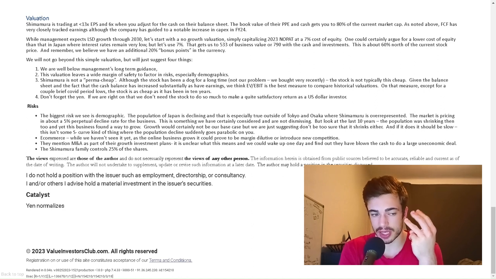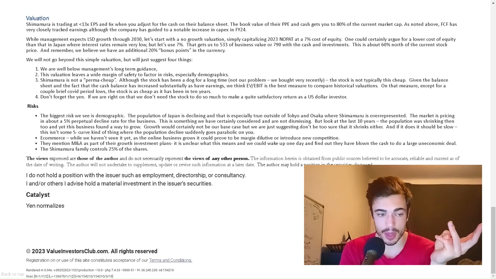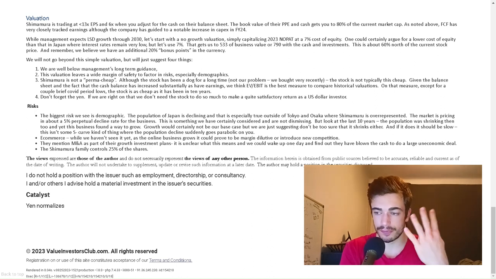Given the balance sheet and the fact that the cash balance has increased substantially, as have earnings, we think EV to EBIT is the best measure to compare historical valuations. On that measure, except for a couple of brief COVID period lows, the stock is as cheap as it has been in 10 years. Four, don't forget the yen. If we are right on that, we don't need the stock to do so much to make a quite satisfactory return as a US dollar investor.